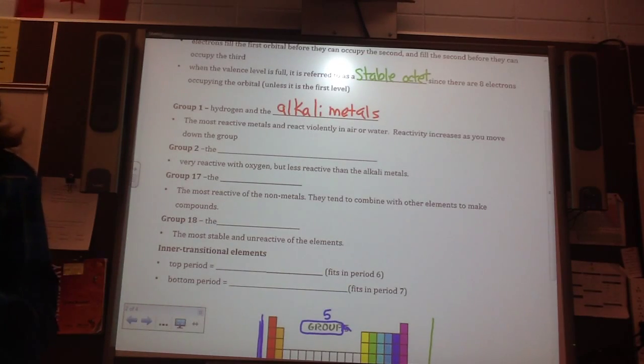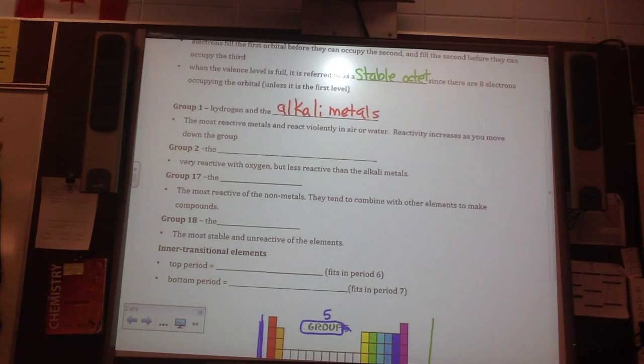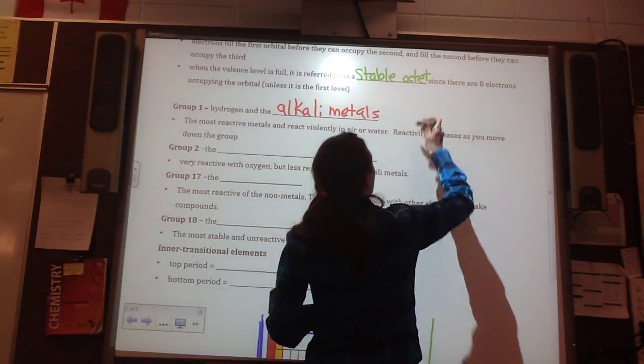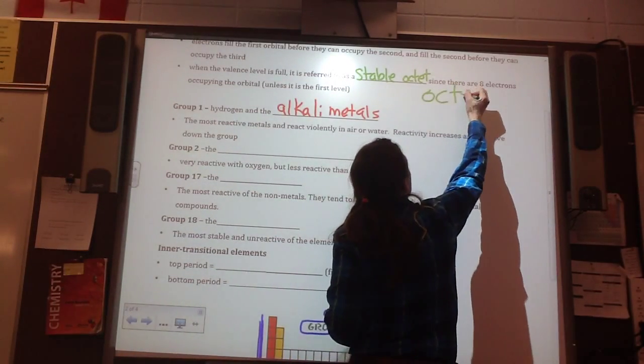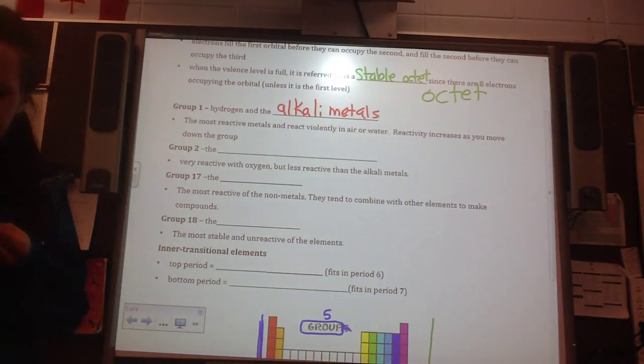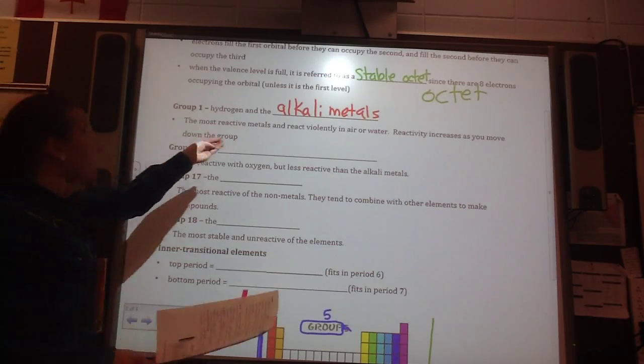Wait, what was that word I said? Alkali. No, I mean that stable octet. O-C-T-E-T. Octet, meaning 8. Yeah. So they're super violently reactive.